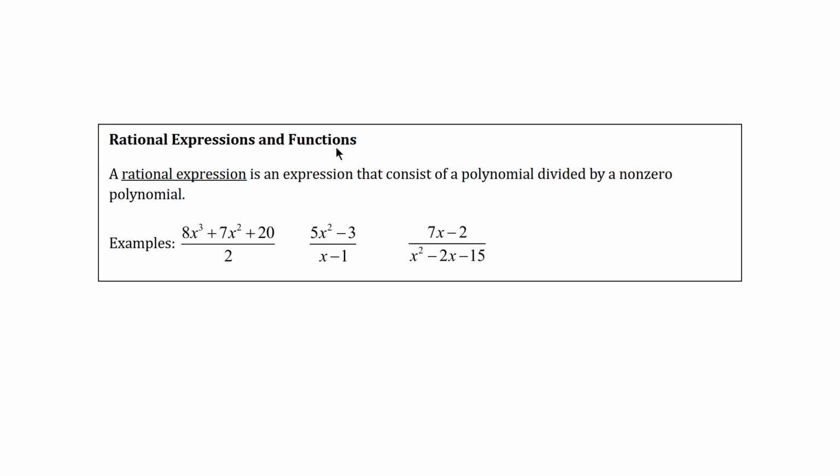Rational expressions and functions. It states here that a rational expression is an expression that consists of a polynomial divided by a non-zero polynomial. Below we have some examples. We have 8x cubed plus 7x squared plus 20, all divided by 2. We also have 5x squared minus 3, all divided by x minus 1. And finally, we have 7x minus 2, all divided by x squared minus 2x minus 15.